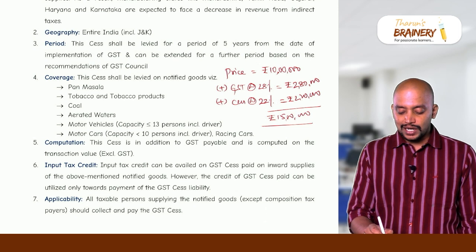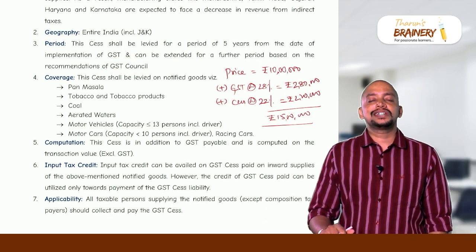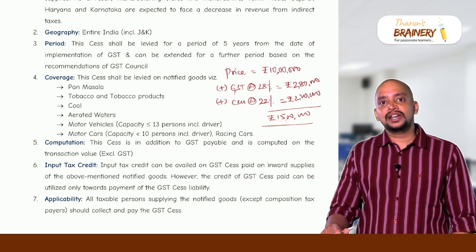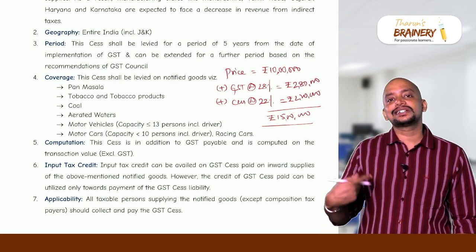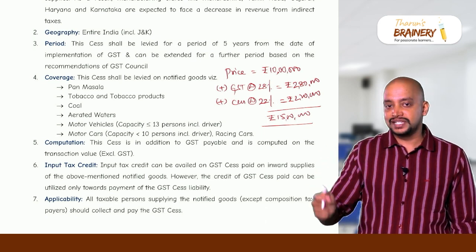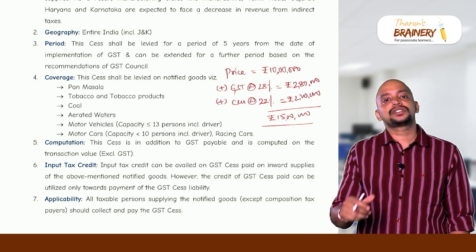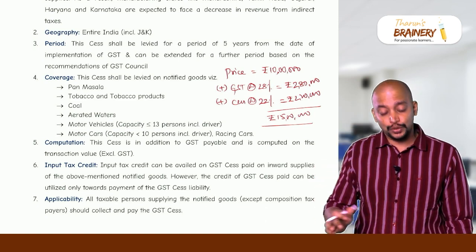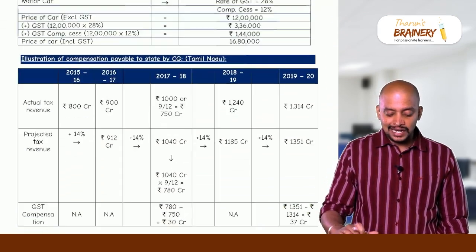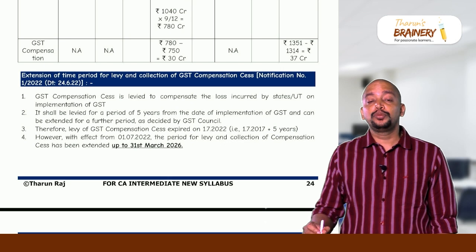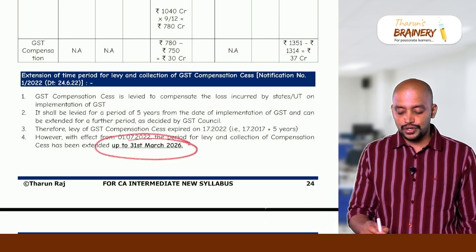GST Council. So what is this GST Council? GST Council is the decision making body of GST, where they will take some key decisions related to GST. Who are the members of GST Council and all, we will see later. So this GST Council has the power to extend. Accordingly, this 5 years period got over and they extended the levy for a further period up to 31st March 2026.